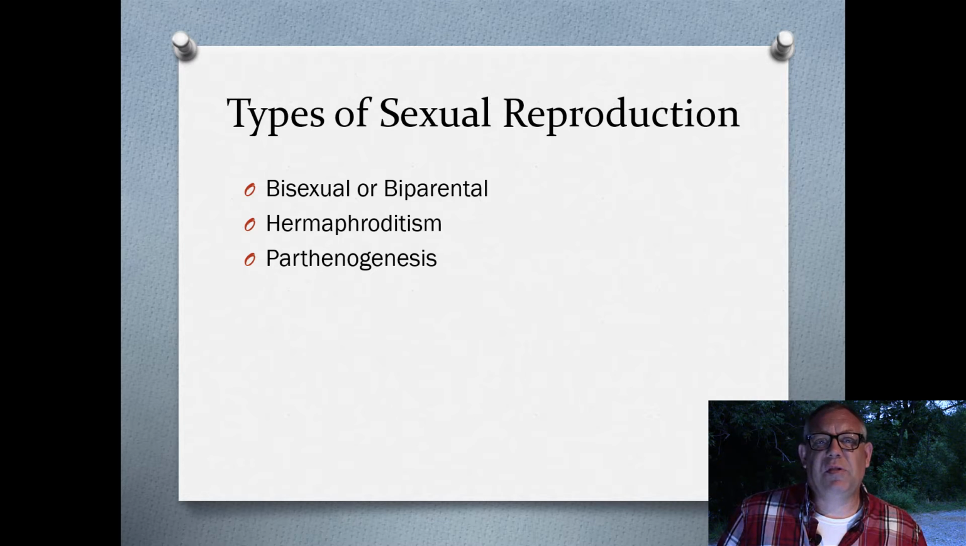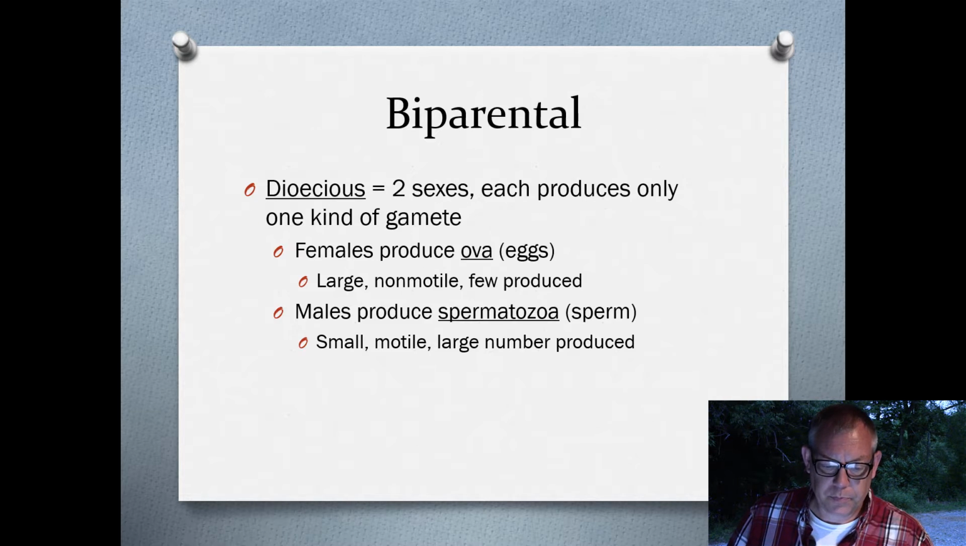And so there's all kinds of sexual reproduction. And again, it's just fascinating when you study the animal world, all the different ways to reproduce. Bisexual or biparental, so that's what we do. That's males and females. But hermaphroditism and parthenogenesis are other ways that you can sexually reproduce. So we're most familiar with biparental, which we can also call dioecious. Di is Greek for two. So you've got two sexes, and each produces only one kind of gamete.